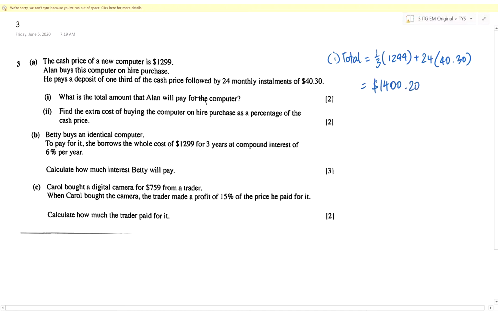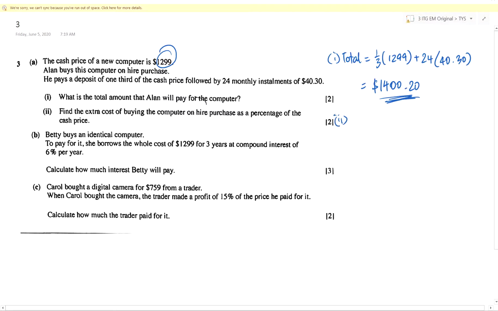$1,420. So because we are dealing with money over here, we will leave our final answer to 2 decimal places because we can go down to the nearest cent. Okay? So as expected, this is greater than 1,299. So if you have 1,299 in the first place, it makes sense for you to pay it upfront instead of paying extra in interest.